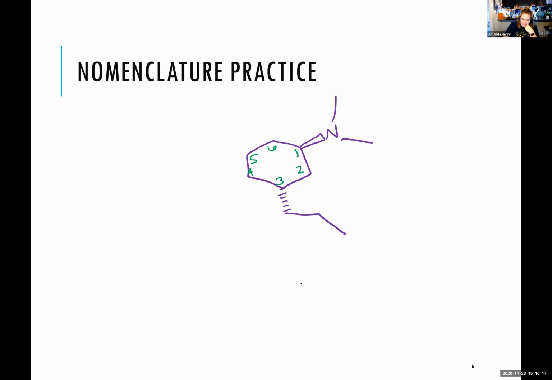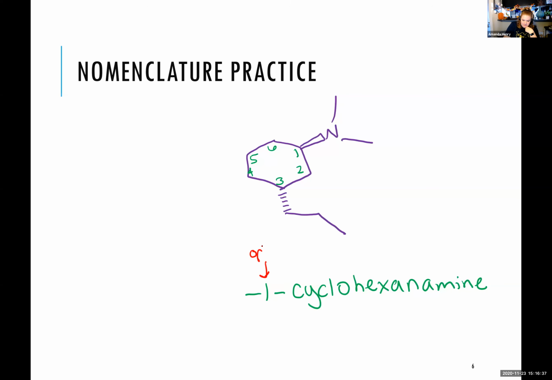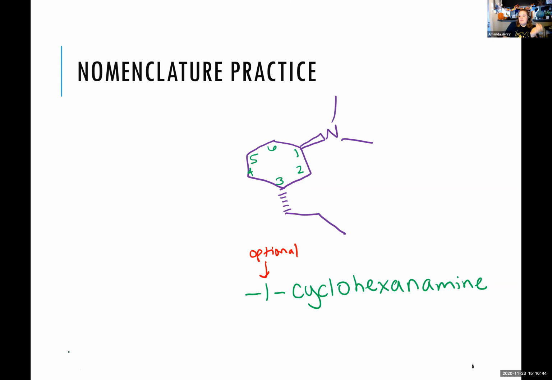So our parent name for this then would be cyclohexanamine. We don't have to put the 1 in there. When it's in a ring, it will be at carbon number 1. So this is totally optional. I think sometimes with tests, it's nice for your own peace of mind to put it in there. So then if you're reviewing your answers, you see the number, you know you didn't forget anything. If it's not in there, you might just think you forgot something.